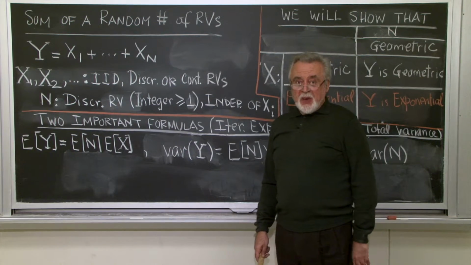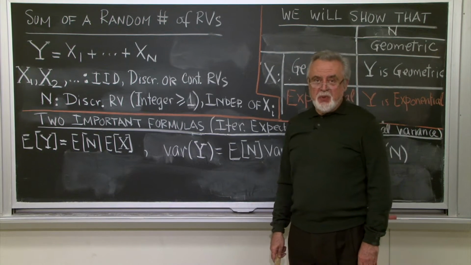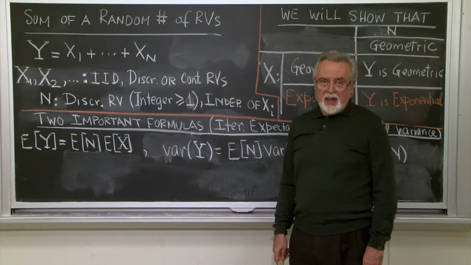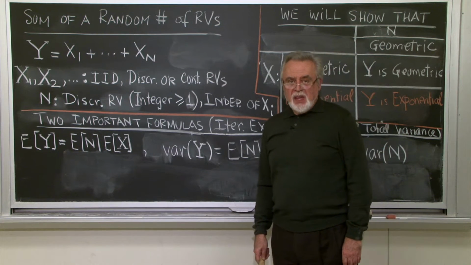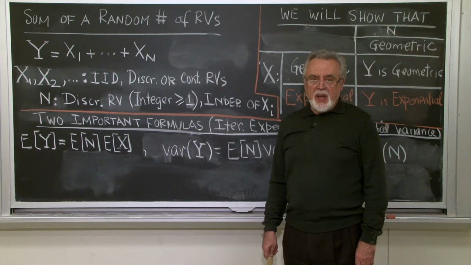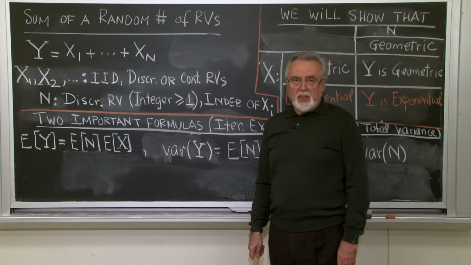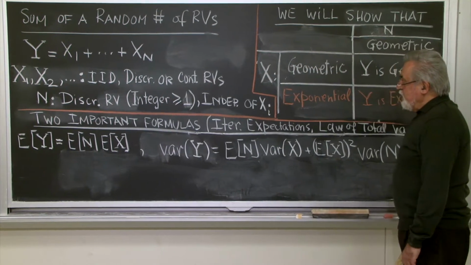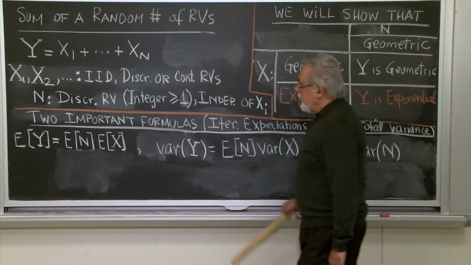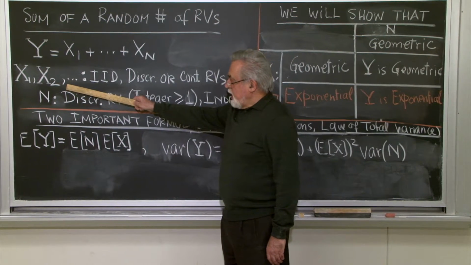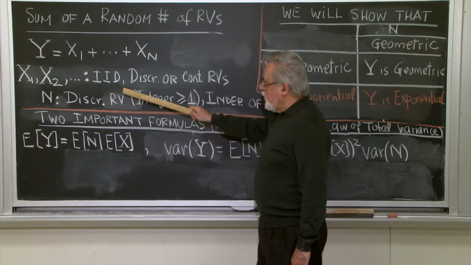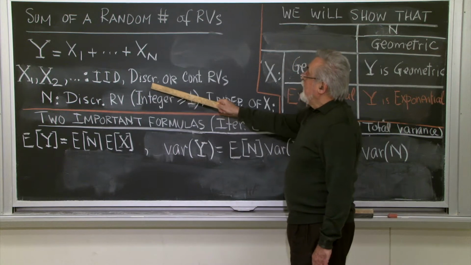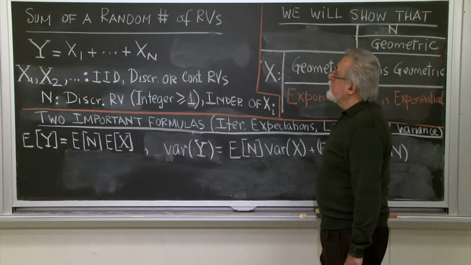Hello. We will now continue our discussion of the distribution of the sum of a random number of independent, identically distributed random variables. We will look at some additional special cases, again using ideas from the Bernoulli and the Poisson processes. So what we have here is a sequence of random variables, X1, X2, and so on, independent, identically distributed. They can be discrete or continuous.